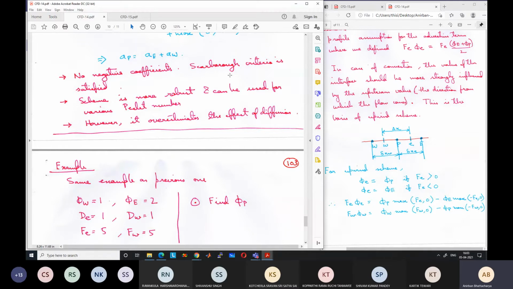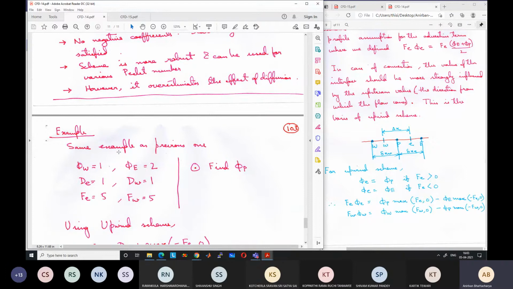No questions. So let us take the same example as before, the example that we had taken for the central difference scheme, which did not work out because the flow velocity was large and the central difference scheme gave unphysical results. We'll take the same example. So phi at west is 1, phi at east is 2, diffusion coefficient dE is equal to 1, dW is equal to 1.